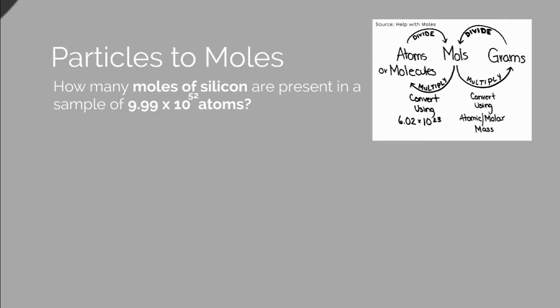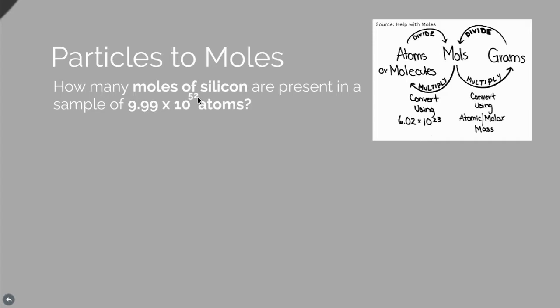This problem reads: how many moles of silicon are present in a sample of 9.99 times 10 to the 52nd power number of atoms? Just as a reminder, I know that these numbers seem complicated, but remember that this is just scientific notation. It's a way of writing these numbers shorter. The value is really just 9.99, and we're saying that there are 52 zeros behind it, but so we don't have to write out 52 digits, we'll just use scientific notation.